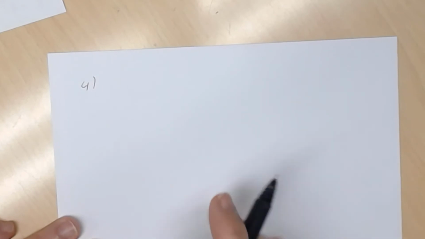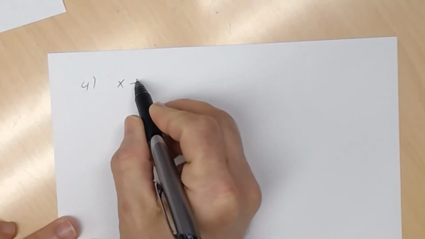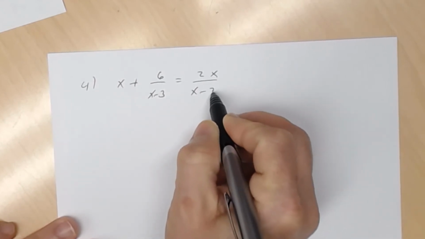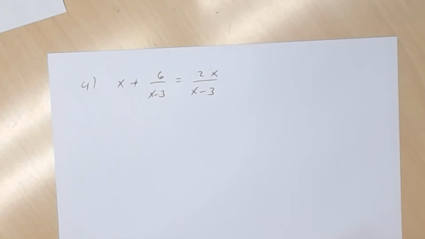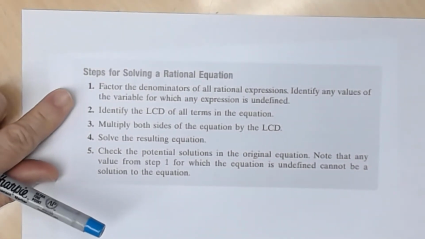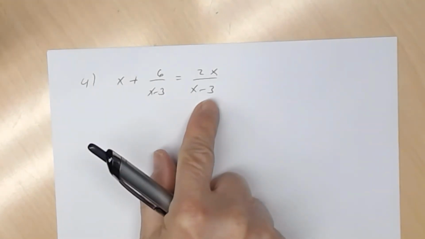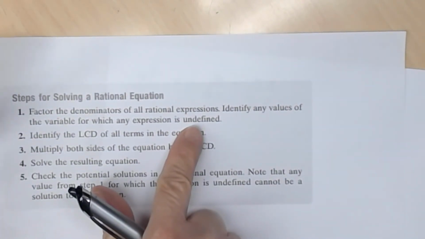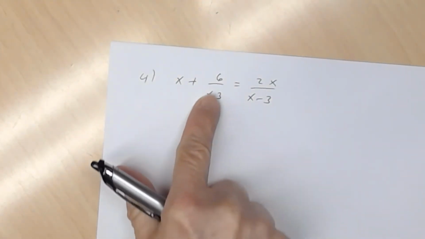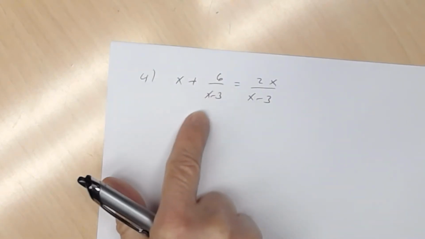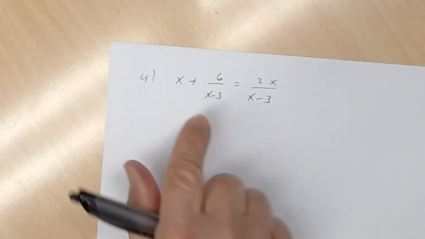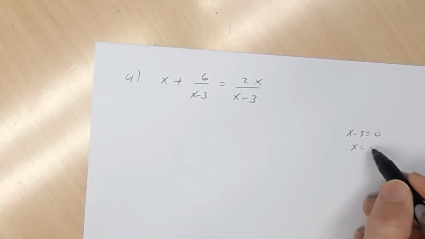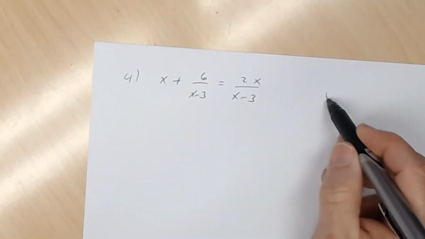Number 4. Let's do this one. x plus 6 divided by x minus 3 equal 2x divided by x minus 3. All right, step 1, factor the denominators. Can I factor anything? Nope, cannot factor anything. Then we're going to identify any values of the variable for which the expression is undefined. Where is this expression undefined? Well, that expression is undefined when the denominator is 0. So where is x minus 3 equal to 0? Well, x minus 3 is equal to 0 when x is what number? 3. So I found my restriction.